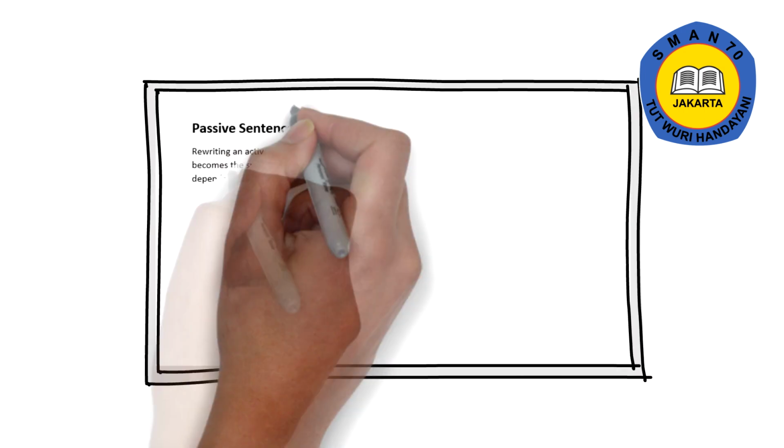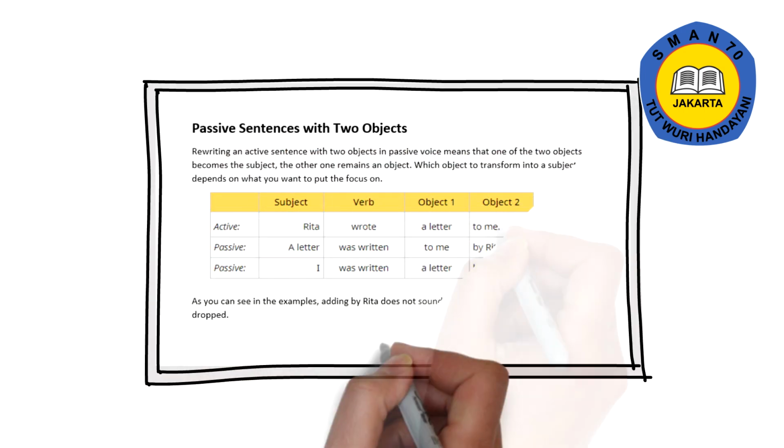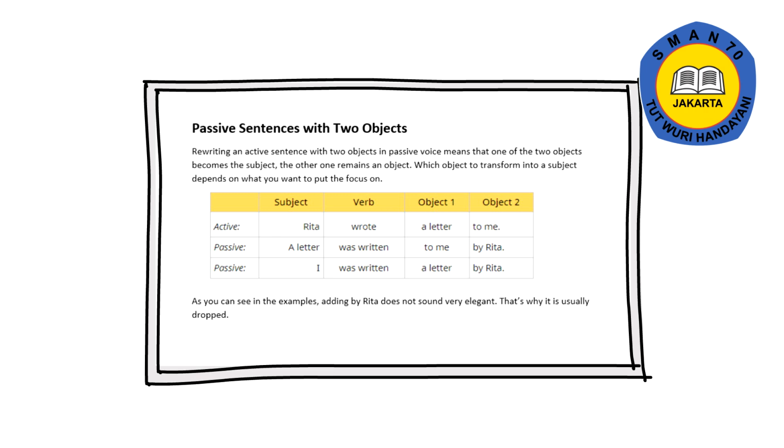Passive sentences with two objects. Now, rewriting an active sentence with two objects in passive voice means that one of the two objects becomes the subject. The other one remains an object. Which object to transform into a subject depends on what you focus on.